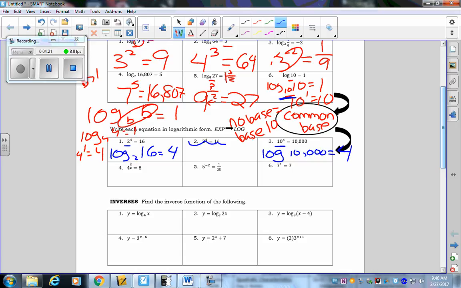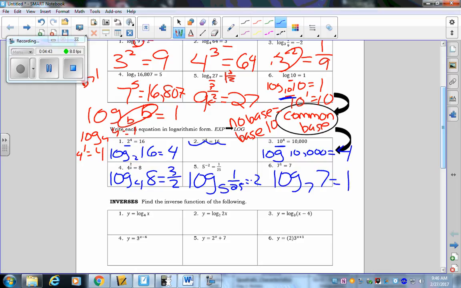All right. Log base 4 of 8 would be 3/2. Log base 5 of 1/25 equals -2. So the exponent moves over to the argument, the number on the other side. Log base 7 of 7 equals 1. So we see that happen again. When these two are the same, it always equals 1. And this is why 7 to the 1st is 7. It stays the same.